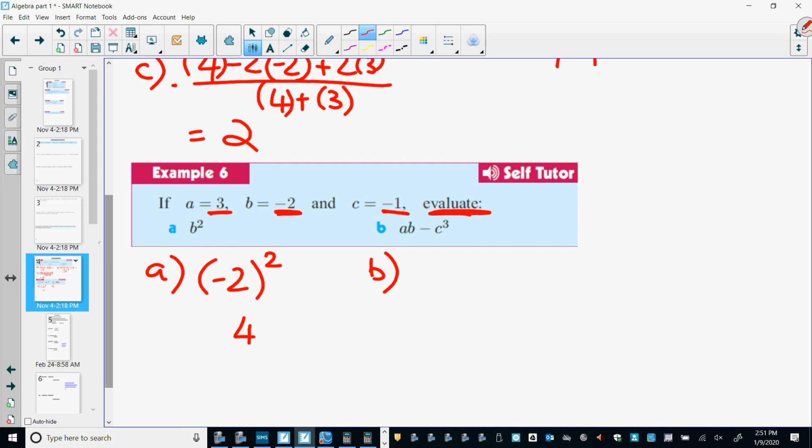So part B, we've got 3 bracket, negative 2 bracket, minus negative 1 cubed. You stick that in the calculator, what do we get? Negative 5. Yep.